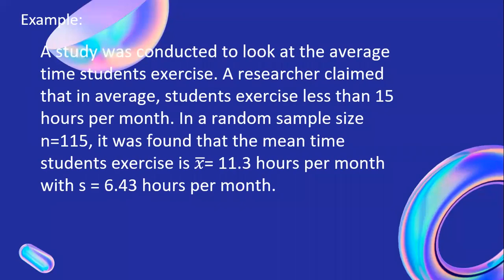So as for this example, a study was conducted to look at the average time students exercise. A researcher claimed that in average, students exercise less than 15 hours per month. In a random sample size, n equals 115, it was found that the mean time students exercise is 11.3 hours per month, with S, or the standard deviation, of 6.43 hours per month.